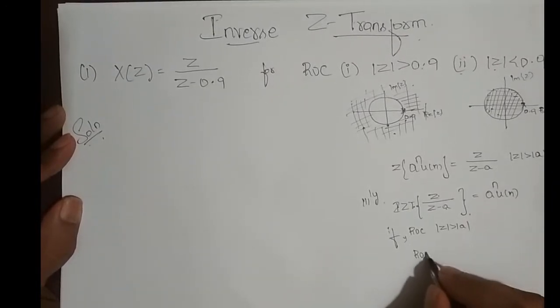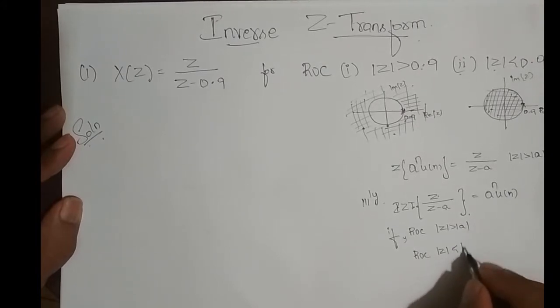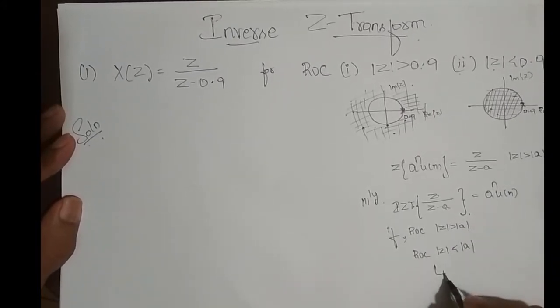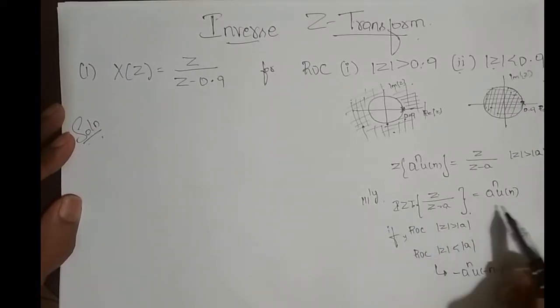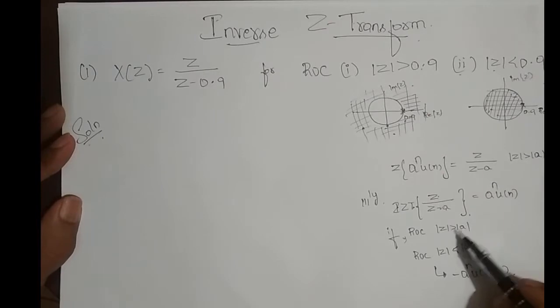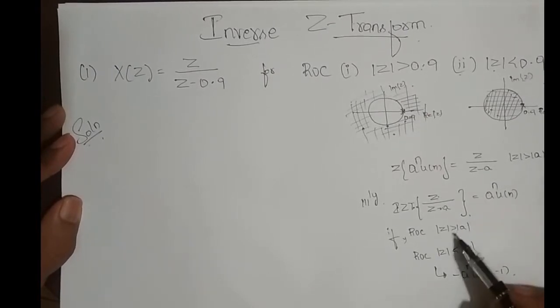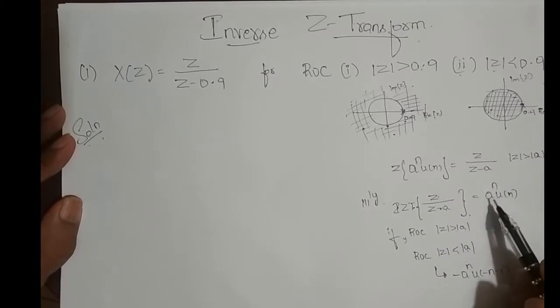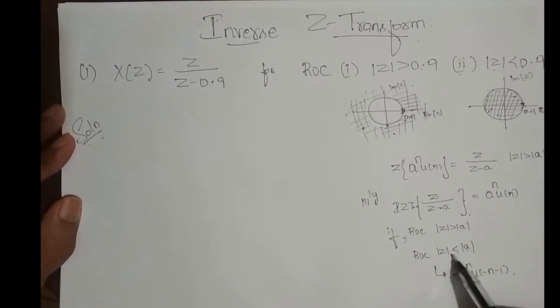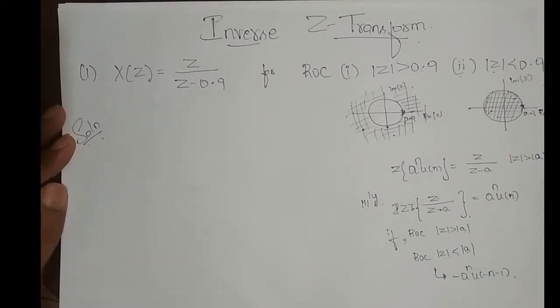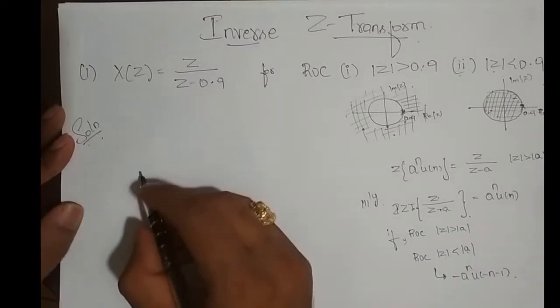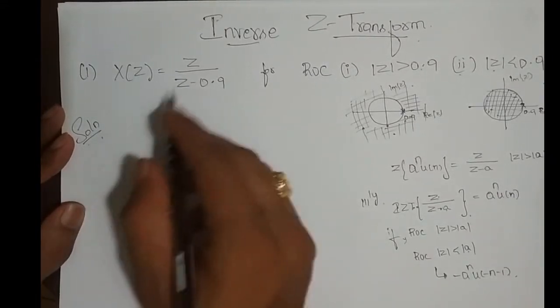What if ROC is magnitude of z less than magnitude of a? In that case, the inverse Z transform will be minus a power n u of minus n minus 1. So for the same Z transform, its inverse Z transform depends upon its ROC. If ROC is greater than a, in the sense if the ROC is outside the outermost circle, it is a right sided sequence which is a power n u of n. If the ROC is inside the innermost circle, it is a left sided sequence which is in the form of minus b power n u of minus n minus 1. Here I did not put b, so I am writing it in terms of a. Now taking the inverse transform in this case is easy.